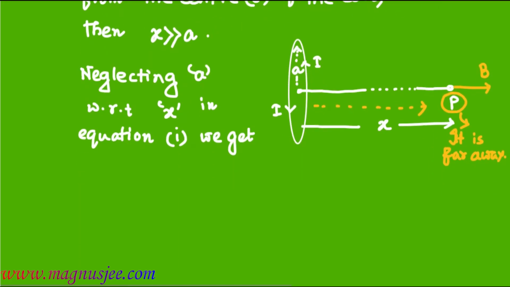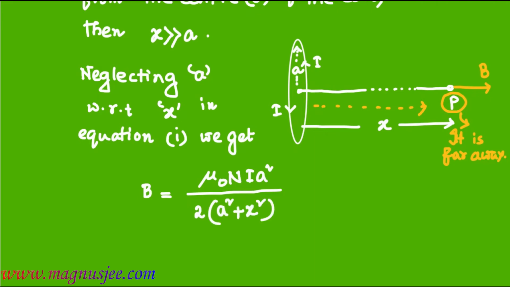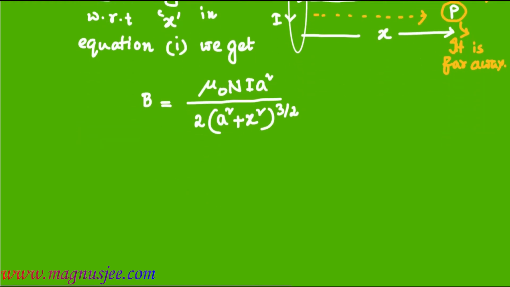B equal to mu0 N I a square divided by 2 times bracket a square plus x square bracket to the power 3 by 2, where N is the number of turns of the coil and a is the radius.